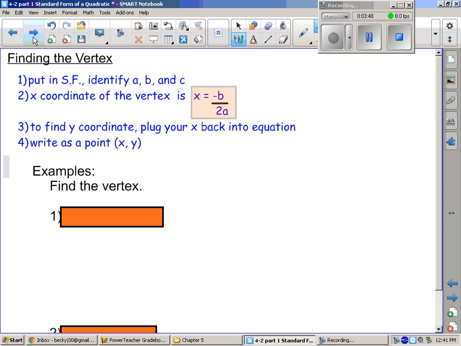All right, finding the vertex. Put it in standard form. Standard form is ax squared plus bx plus c, and then you want to identify a, b, and c in there. To find the x-coordinate of the vertex, all you have to do is this tiny little formula. It's really cute. You take the b value.